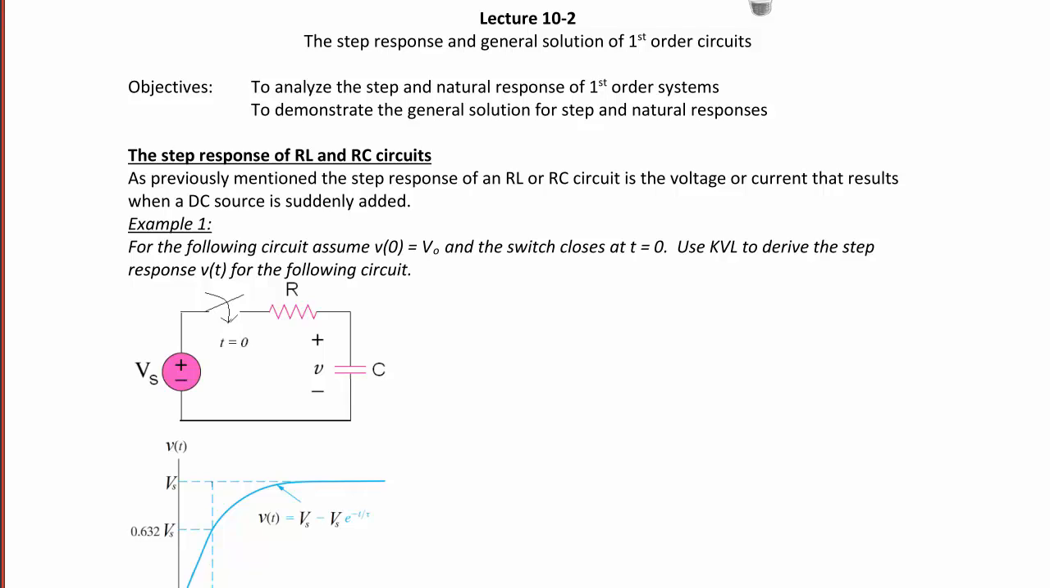As previously stated, the step response of an RL or RC circuit is the voltage or current that results when a DC source is suddenly added to a circuit. For the following example, we have a voltage source in series with a resistor and a capacitor, and the switch closes at time 0, and the capacitor starts to charge through the resistor. We will assume that V of 0 is equal to V naught, which is the initial voltage stored in the capacitor, and we're going to use KVL to derive the step response V of t for the circuit.